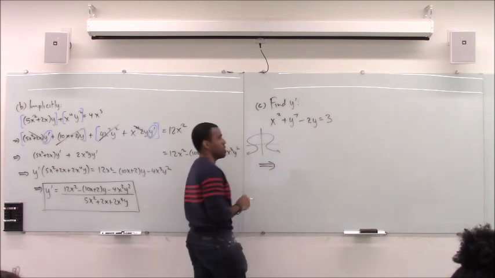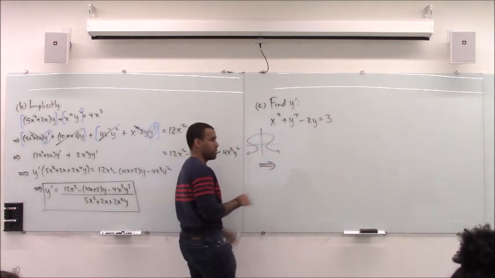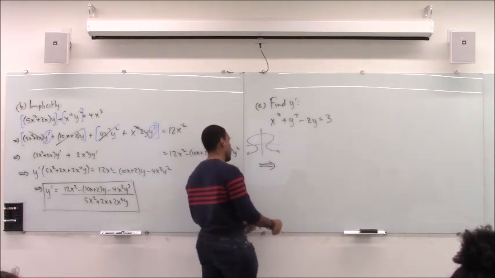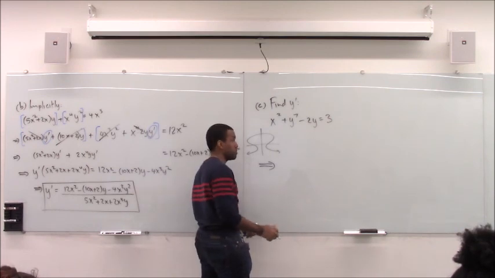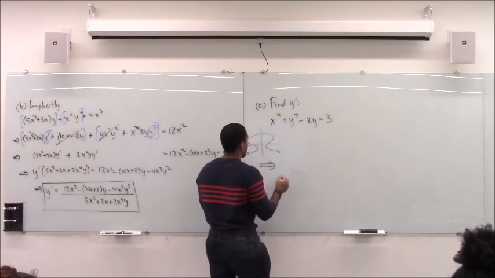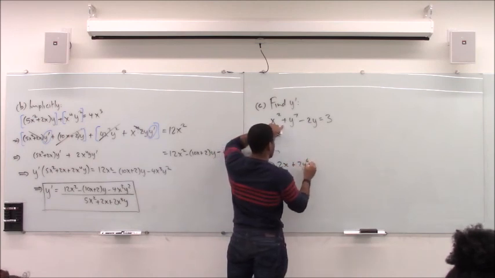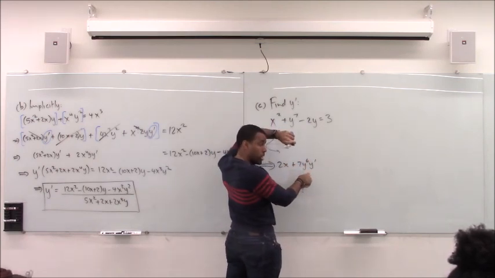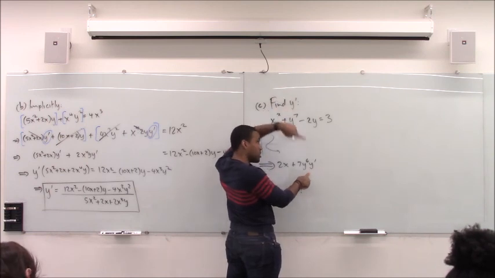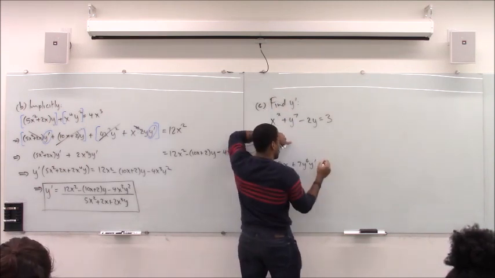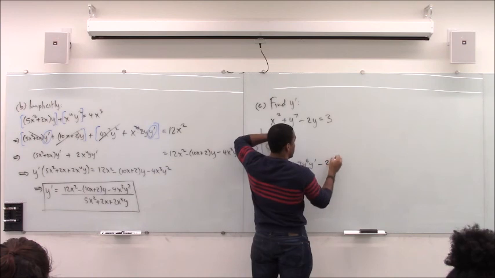How do we go about finding y prime? This is where you guys come in. Differentiate each part. So 2x plus 7y to the 6 times y prime, multiplied by y prime because of the chain rule. Every time you differentiate a y thing, multiply by y prime. Minus 2y prime equals 0.